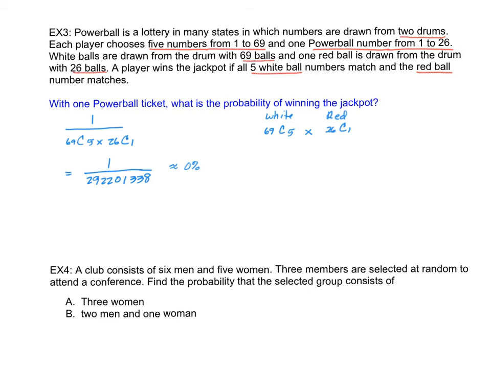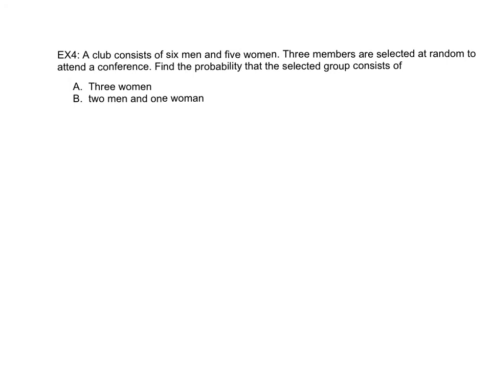Well, let's go away from gambling with lottery tickets and go on to our last example. This is pretty short. All the problems are kind of basically the same. Example 4, we have a club. It consists of 6 men and 5 women. 3 members are going to be selected at random to attend a conference. So we want to find the probability that the selected group consists of part A, 3 women, or part B, 2 men and 1 woman.